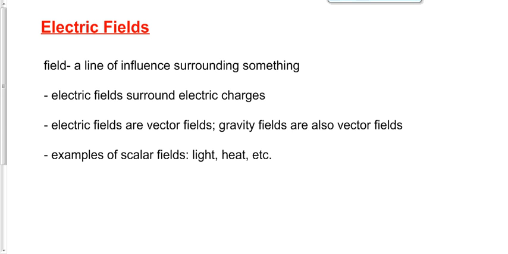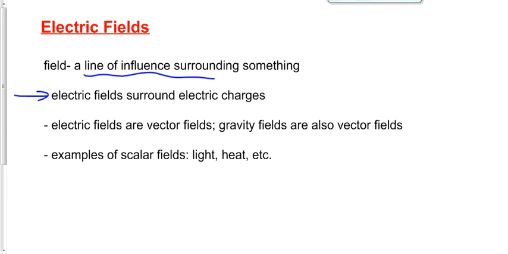Yesterday we talked about gravitational fields and electric fields. We defined, in general, a field as a line of influence that surrounds something. A gravitational field was that line of influence that surrounds a mass. An electric field was that line of influence that surrounds an electric charge. We can define it in a different way too.